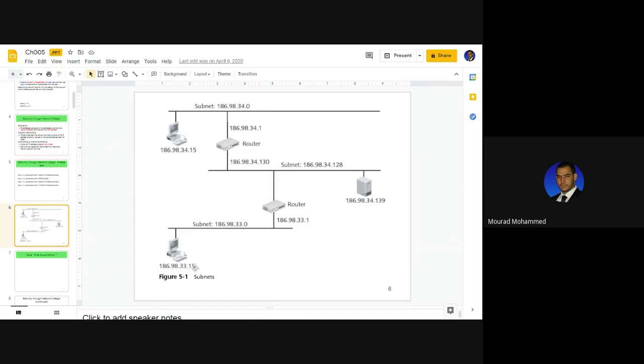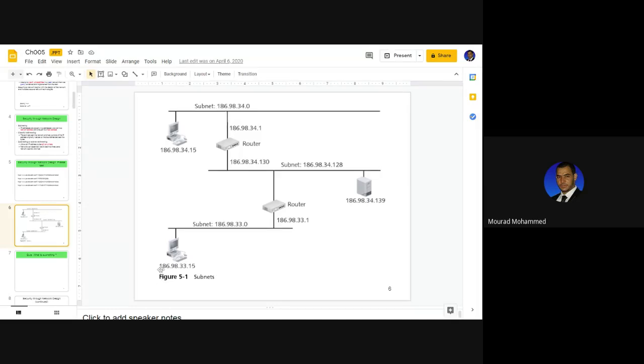Here 0, here 15. This is the last number, the number where the computer is identified. Also here, this is the number where the computer would be identified. All the other numbers represent the network part. If we consider that this part will identify the network.